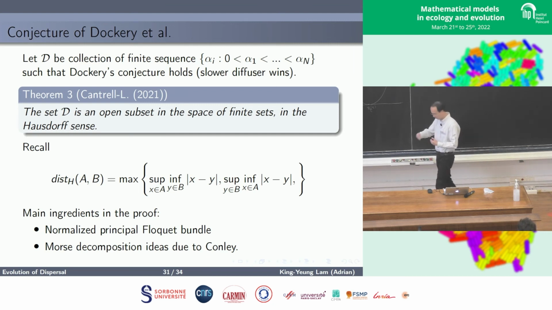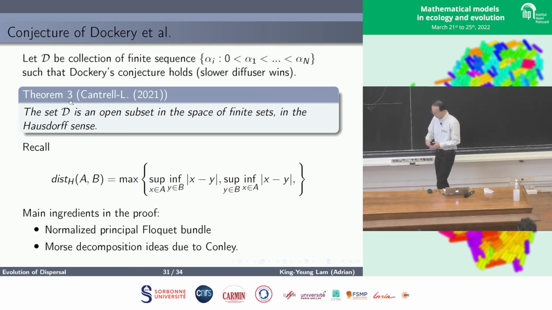Okay, so if you have a discrete number of traits, if you have n species, the conjecture is that the slowest diffuser always dominates. So if we reformulate Dockery's conjecture as follows: consider the collection of diffusion rates, given any capital N, given any increasing sequence of diffusion rates, Dockery's conjecture holds. We call the collection of finite sequences where Dockery's conjecture holds script D, and Dockery's conjecture holds if it is equal to the space of all finite sets.